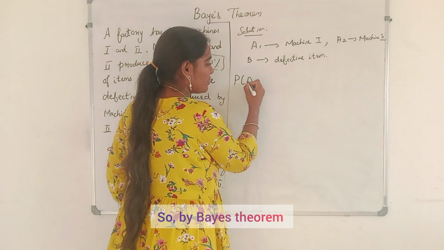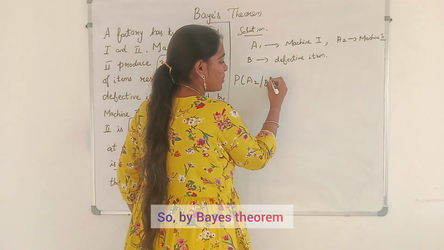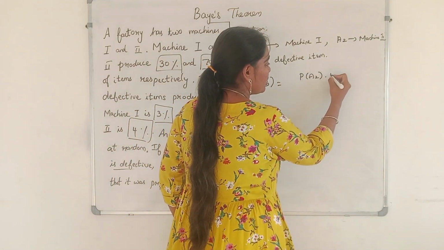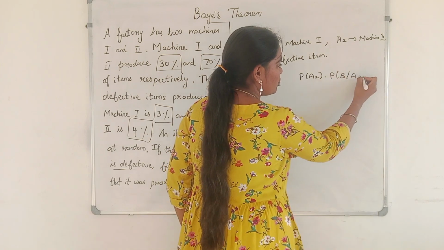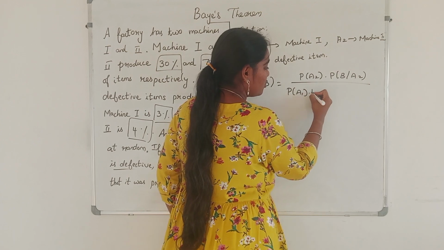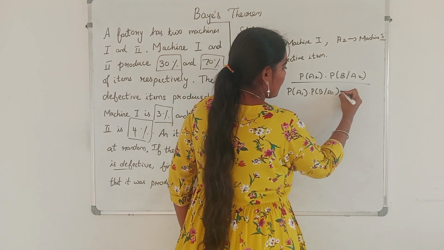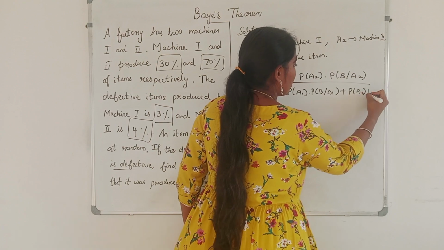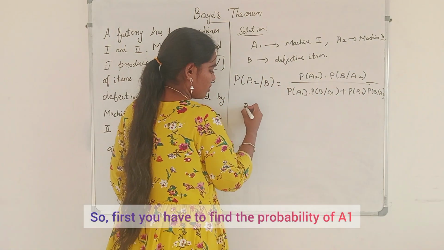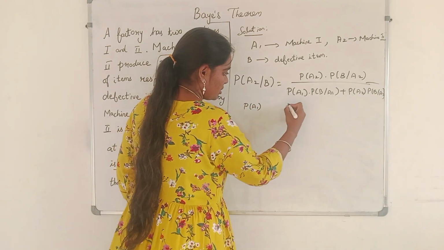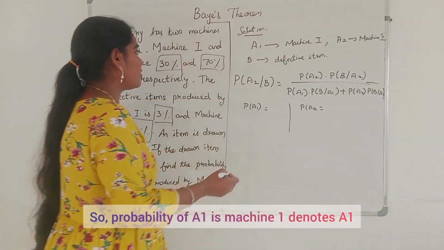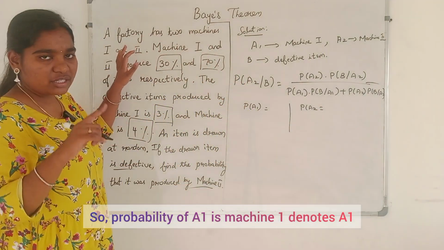So by Bayes' theorem, P of A2 by B equals P of A2 into P of B given A2, divided by P of A1 into P of B by A1 plus P of A2 into P of B by A2. So first we have to find the probability of A1, next probability of A2. So probability of A1 is machine 1 denotes A1.